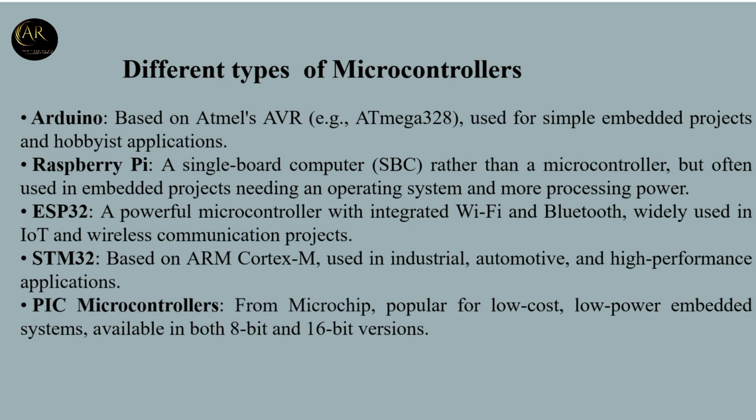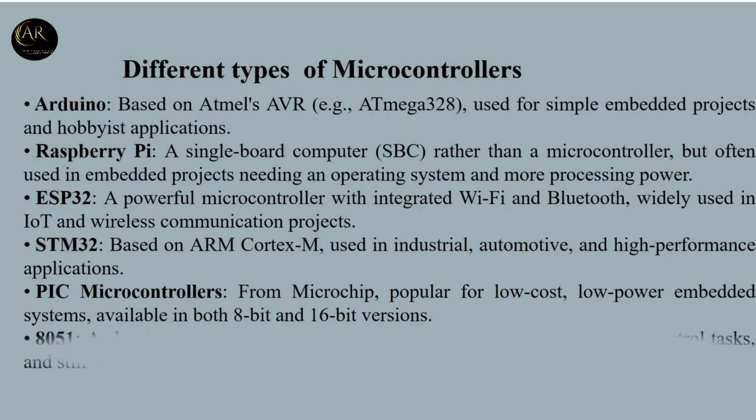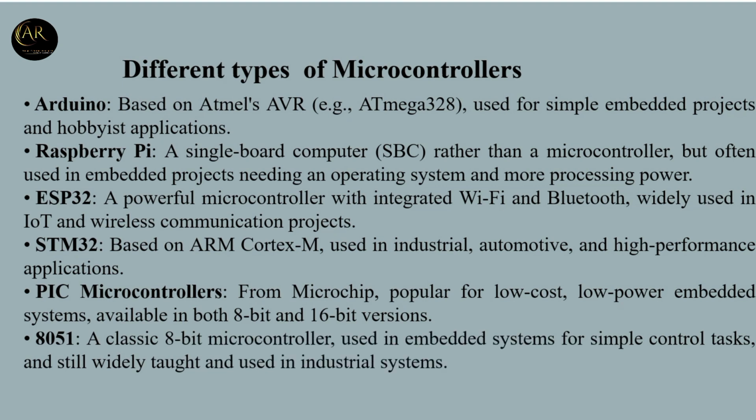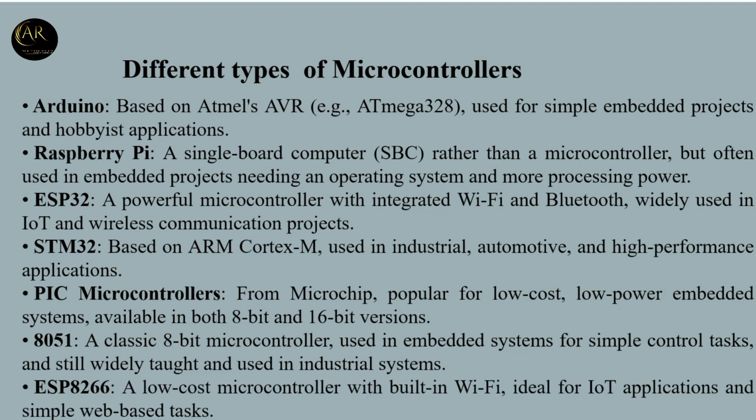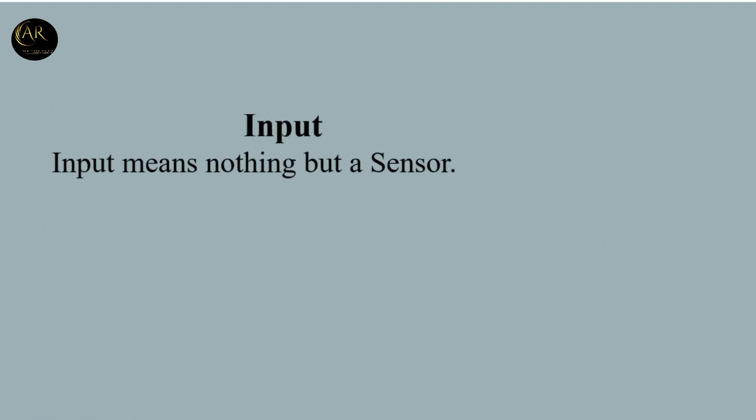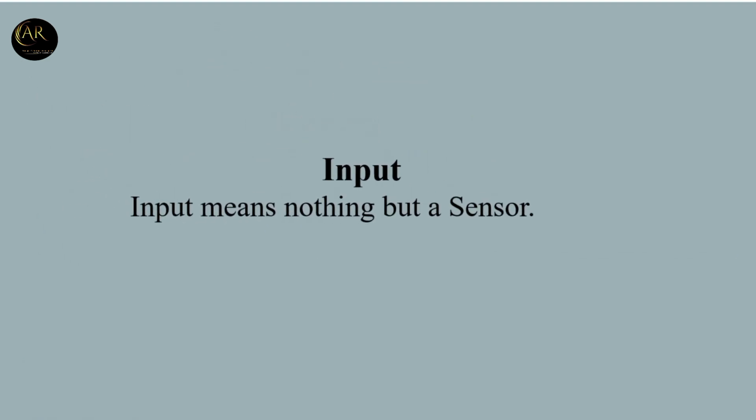Next, PIC microcontrollers. These are 8-bit and 16-bit versions. They are very low cost. These are also microcontrollers we use in our embedded applications. The next one is the 8051 microcontroller. These microcontrollers are widely used in small and large applications. Next, ESP8266. ESP8266 is the same as ESP32, but ESP8266 has Wi-Fi only, while ESP32 has Wi-Fi and Bluetooth.